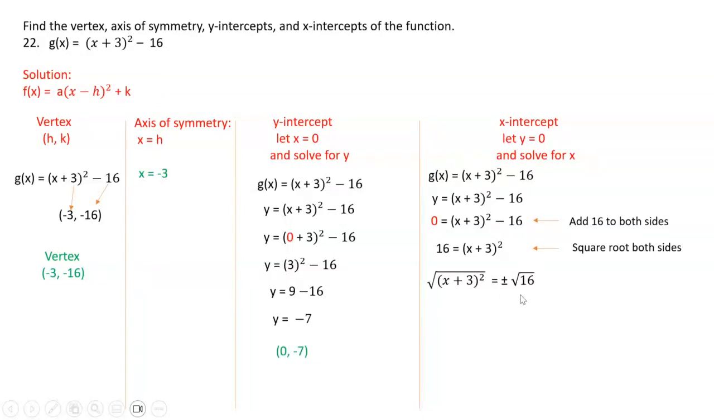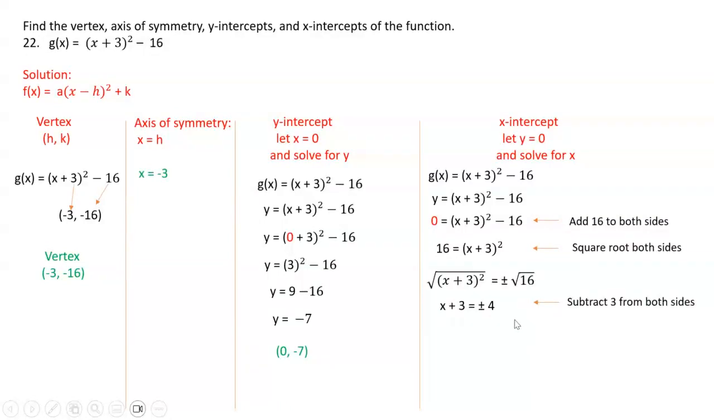Because most of the time we have x equals something, that's why I want to keep it in that form. So here, guys, on the left side, the square root and the square cancel each other, so it's like 1. The square root of 16 will give us 4. So it's going to give us x plus 3 equals plus or minus 4.